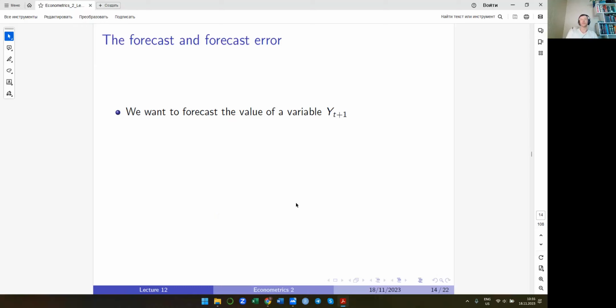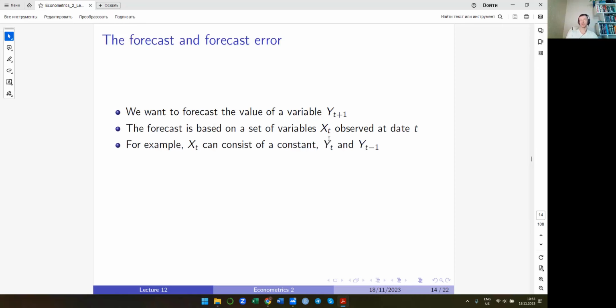So suppose we want to forecast the value of a variable y_{t+1}. The forecast is going to be based on a set of variables observed at date t. This is x_t, because x_t is a set of everything that we know till today. For example, x_t can consist of a constant, y_t and y_{t-1}. So this is the vector of variables that we know in order to make this prediction. Let's denote the forecast as y*_{t+1|t}. Given t means that we use everything that we know up to time t. And this is going to be the forecast of y_{t+1} based on x_t.